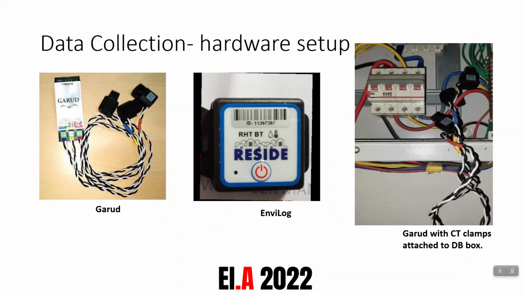So this is how our Garud looks like. It has 3 CTs present in it, and each of the CTs goes on to each phase. And if it is a single phase current, we'll use only one CT. Other than that, we also have NVLog, where we install it in the room with the AC.